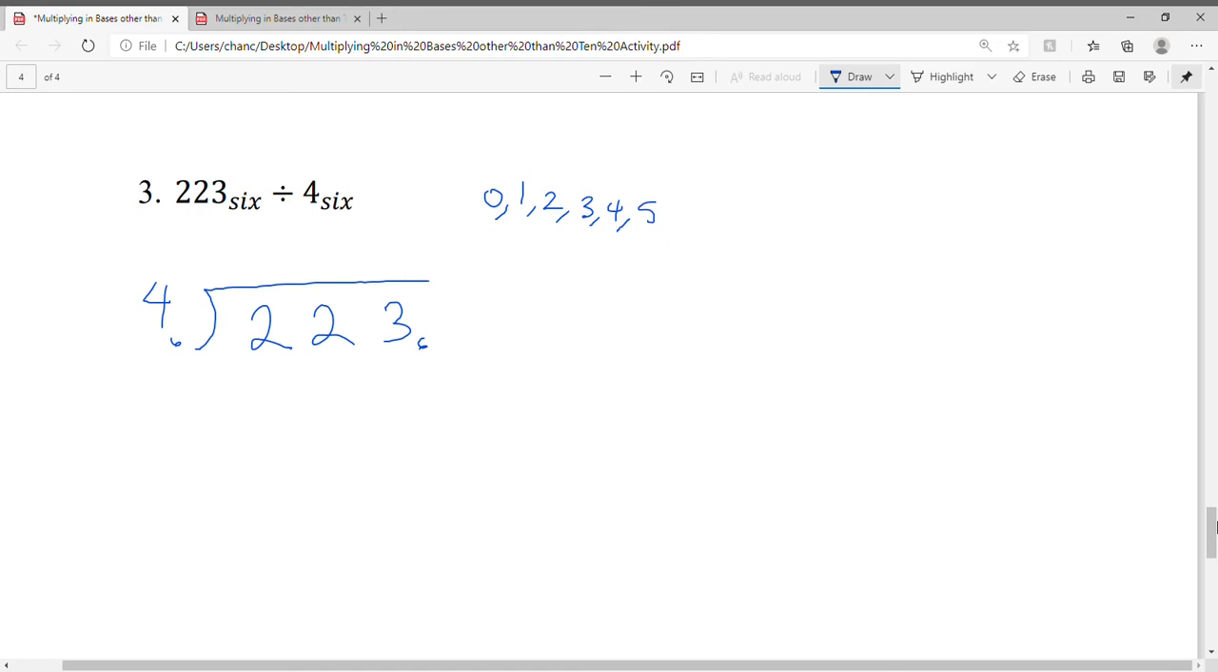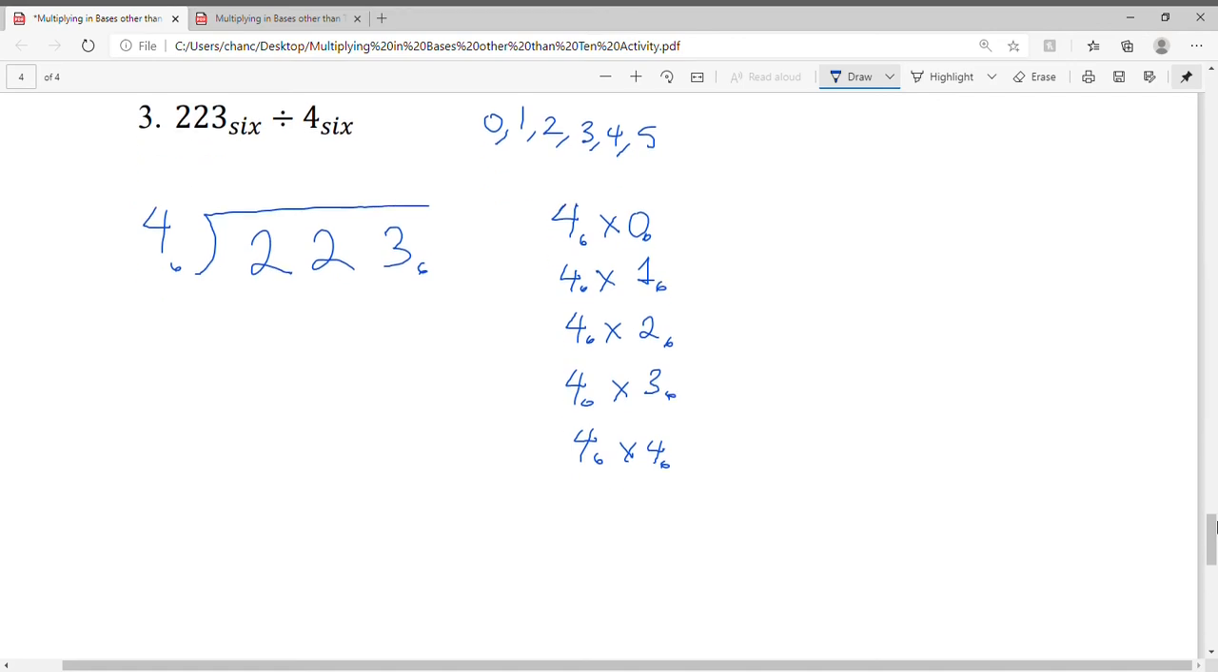Since I'm using 4 as our divisor, I'm going to look at all of the multiplications with 4 in base 6. We'll have 4 times 0, 4 times 1, 4 times 2, 4 times 3, 4 times 4, and 4 times 5. And remember, all of these are in base 6. Alright, so let's get started.